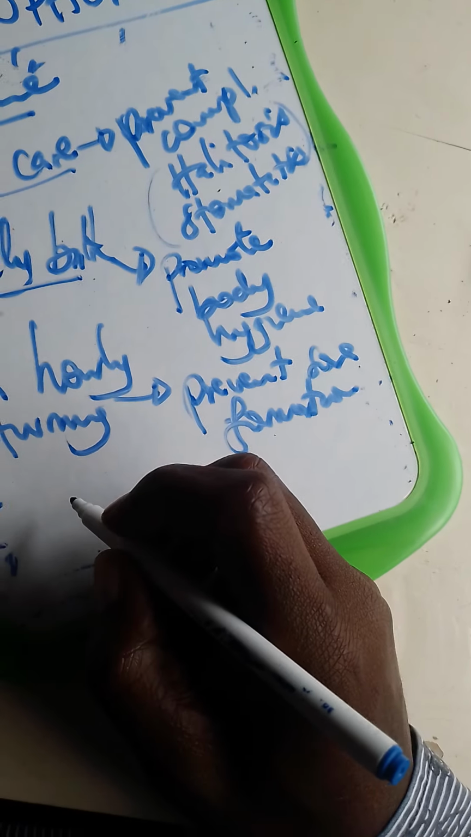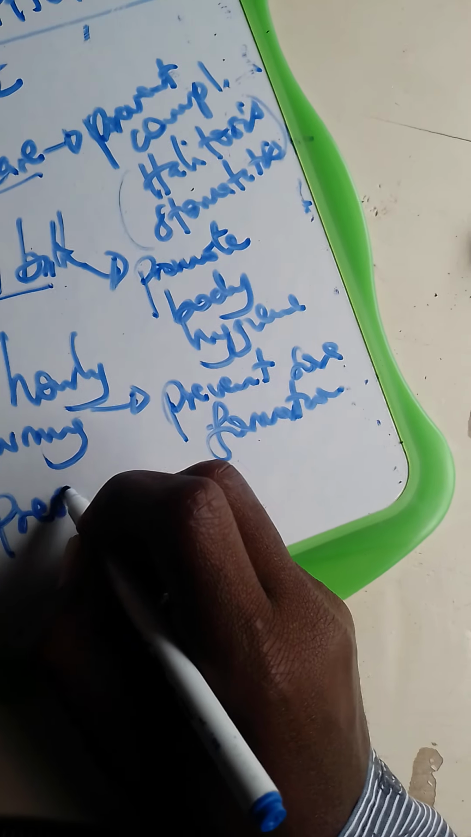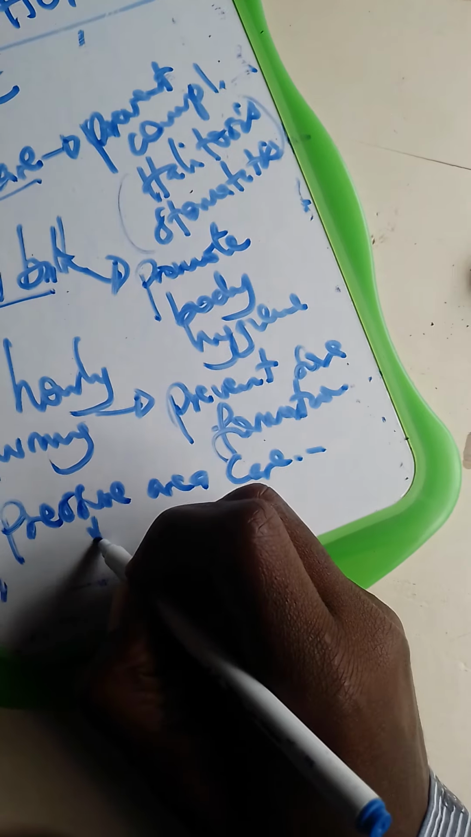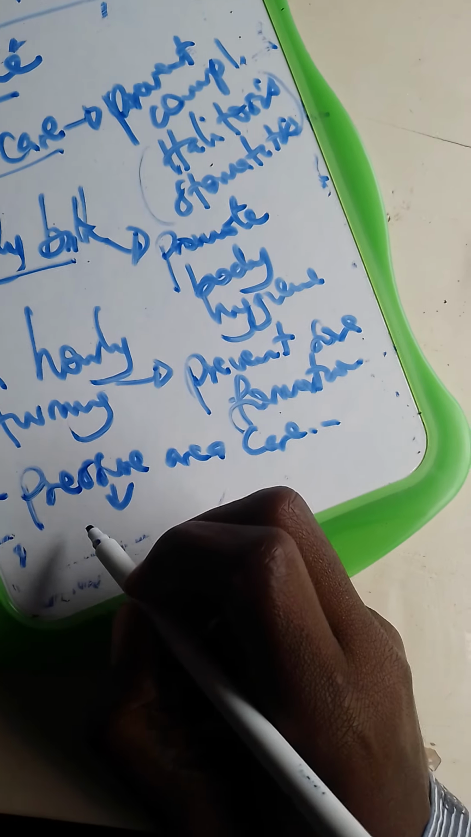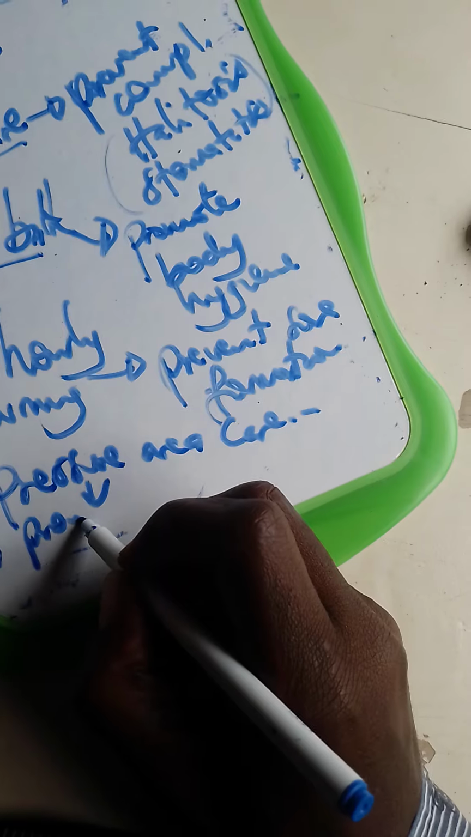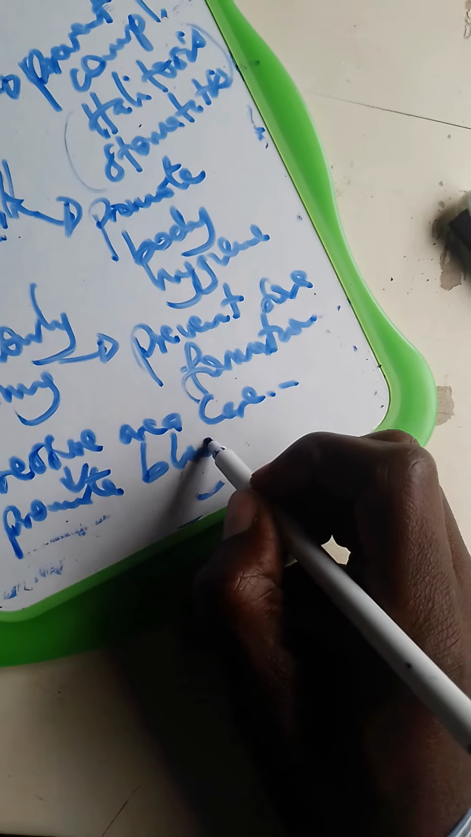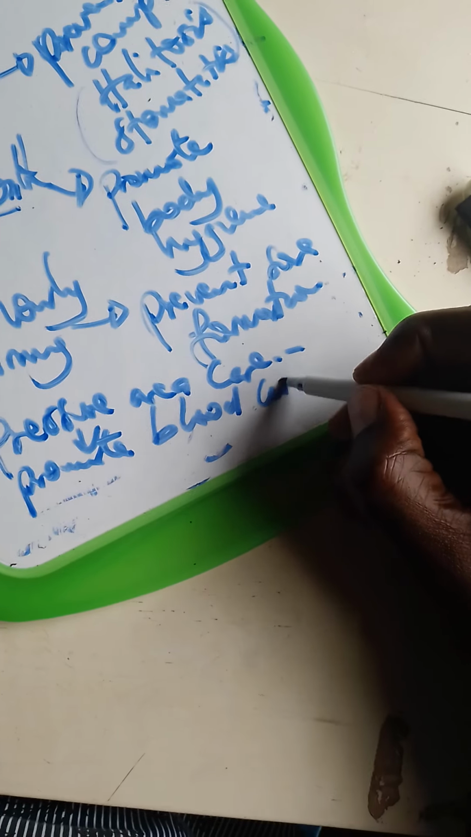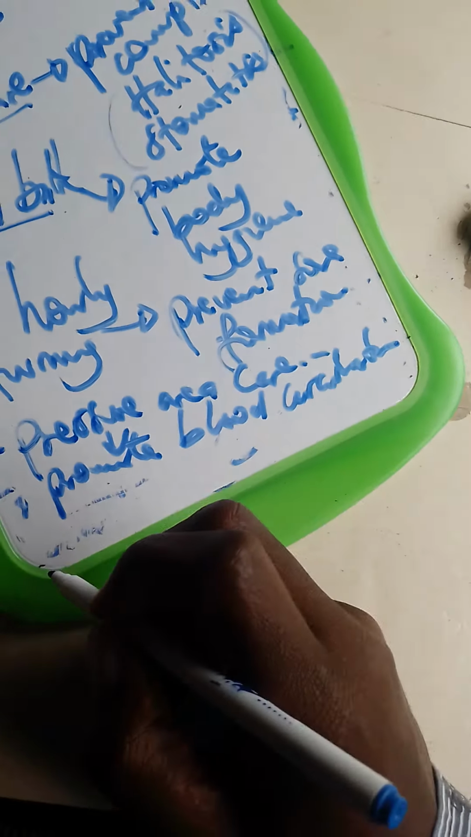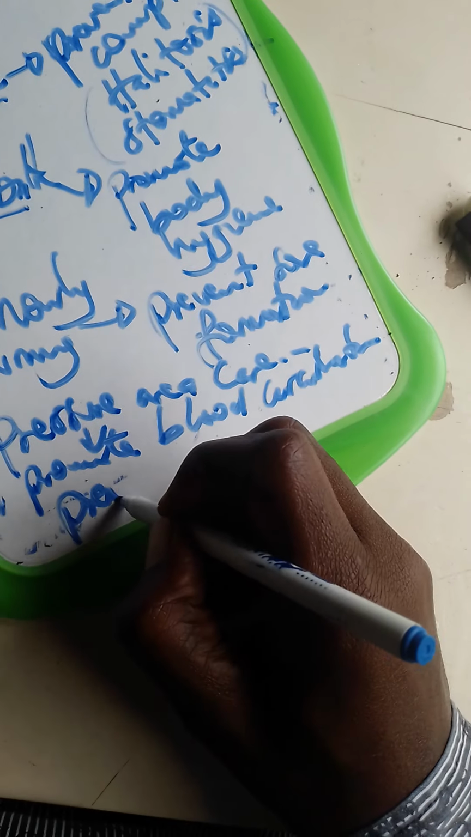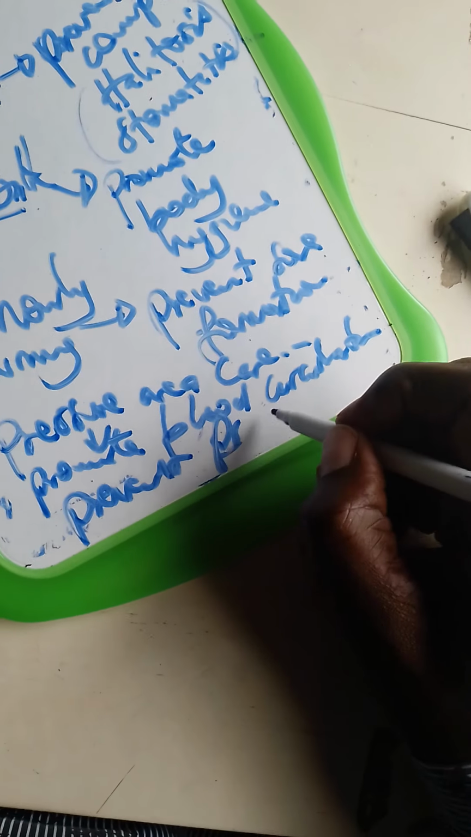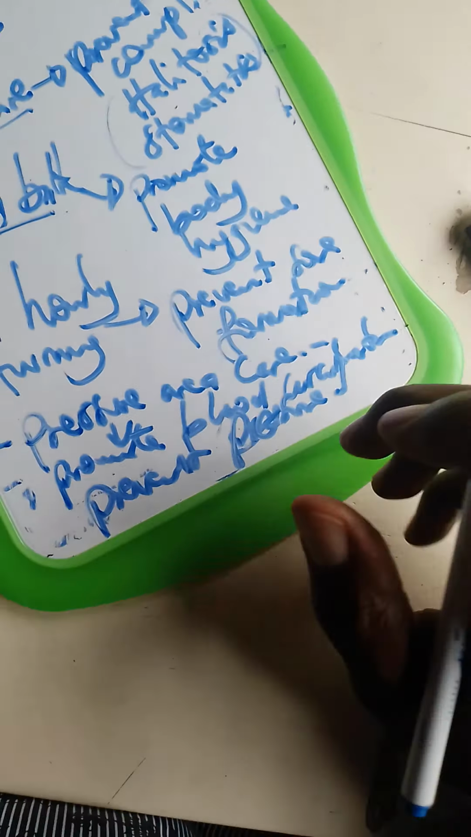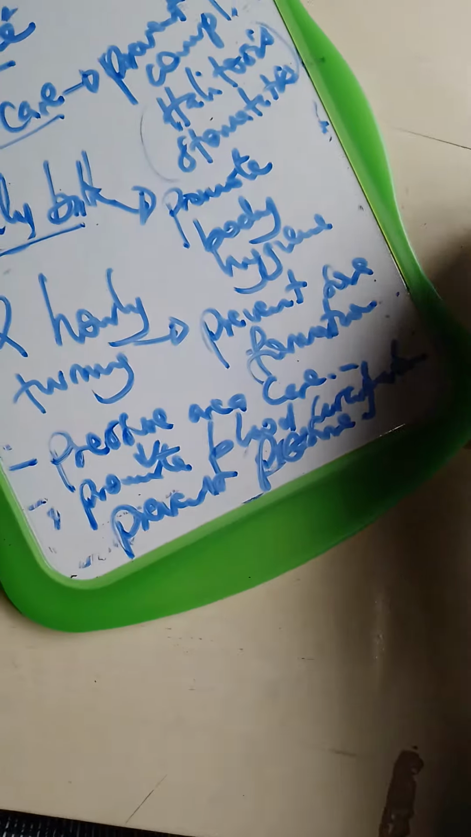Then what about if you raise a point to say that you do pressure area care? What is the rationale for you to do pressure area care? I am doing pressure area care to promote blood circulation, because pressure sores are formed because of lack of blood. So you promote blood circulation. Or you can say you're going to prevent pressure sore formation. That's why you're offering pressure area care.